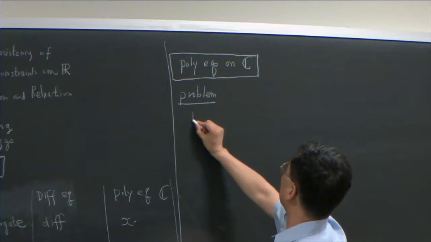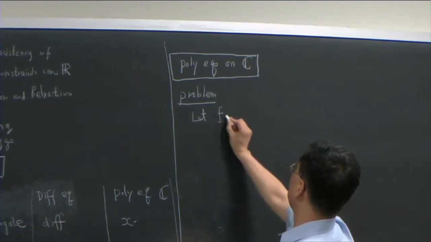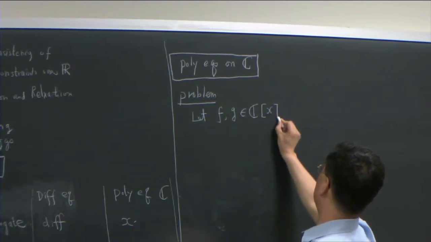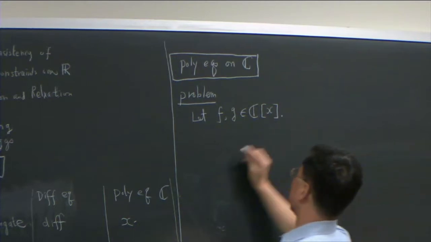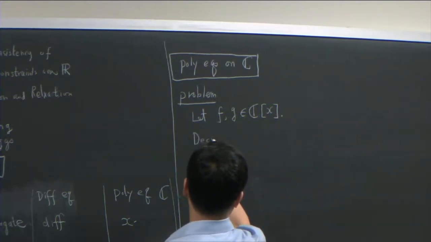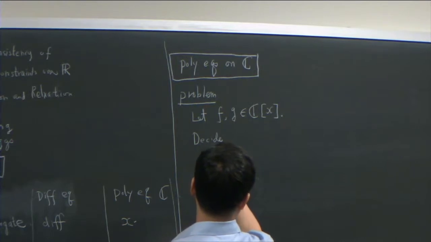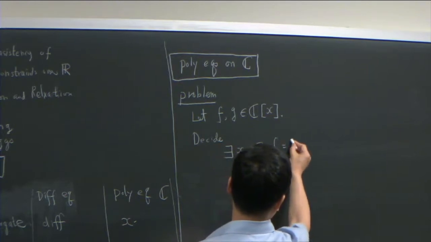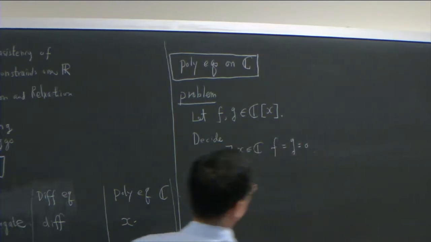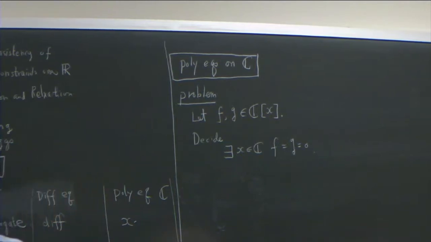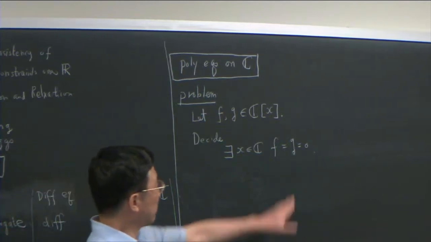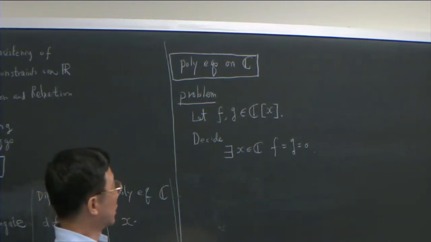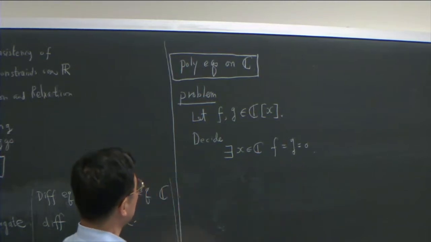You consider two polynomials, f and g, with complex number coefficients in one variable. Now you have to decide the following question. Does there exist x in C, a complex number, such that f and g are equal to 0 at the same time? I think it's the simplest example. If it's only one polynomial, obviously it's true over complex. So it consists of two polynomials. Okay, so that's it.